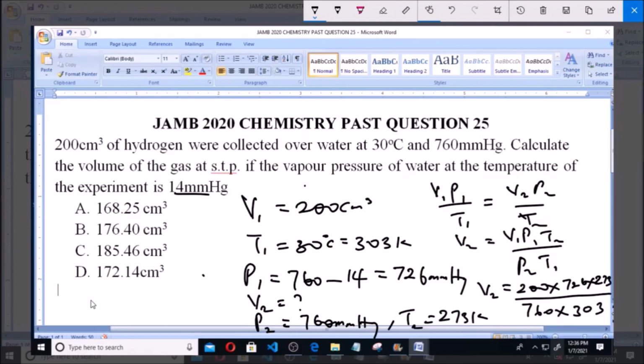Now when you do this, you have that the V2 will be equals to 172.14 centimeter cube, and this is the answer to the question, which is option D.